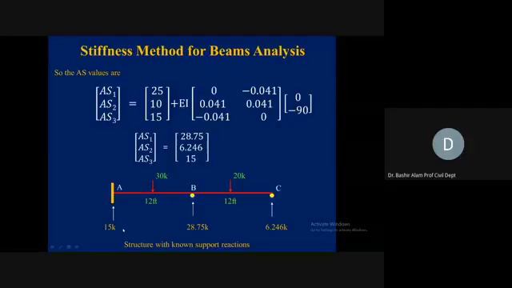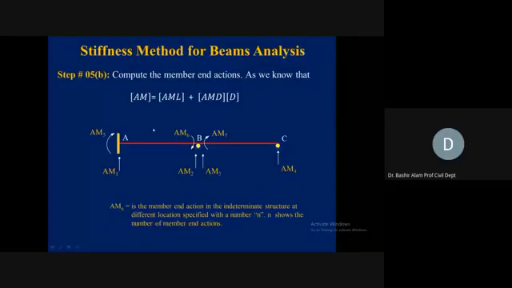Now with this much information, you are in a position to find the member end actions and draw the member shear force and bending moment diagrams. But now, to show you in more detail with the help of the stiffness method, you identify these ones that you want to find with this method. So AM is equal to AML plus AMD times D.